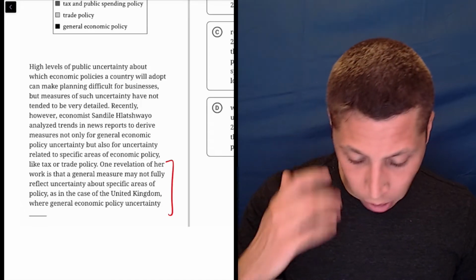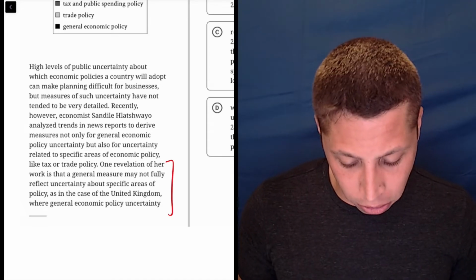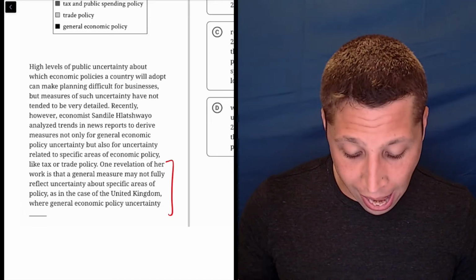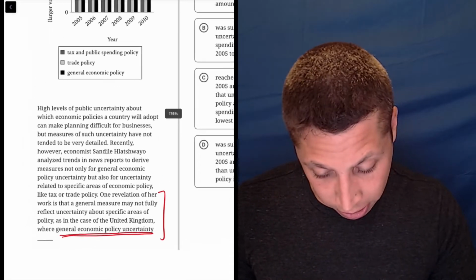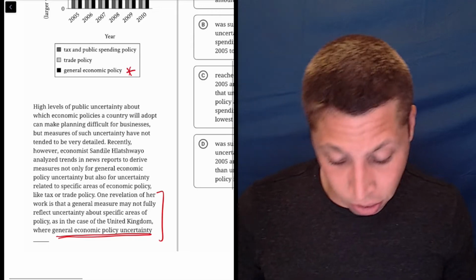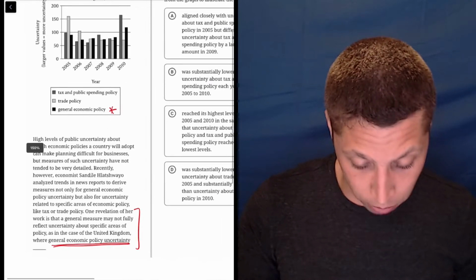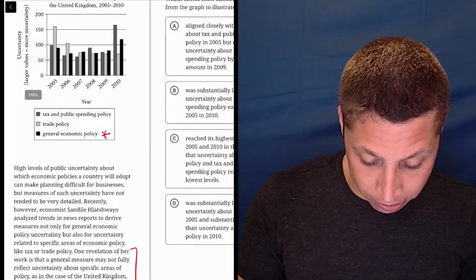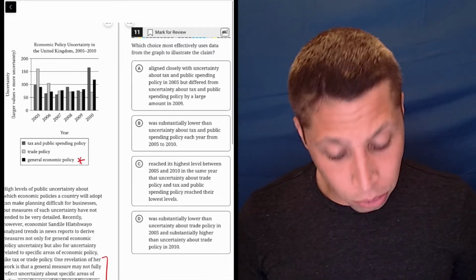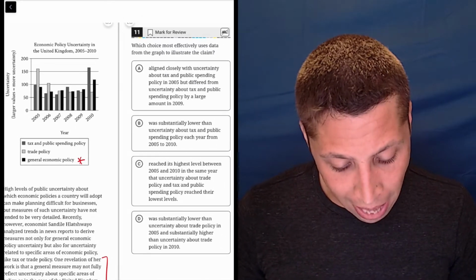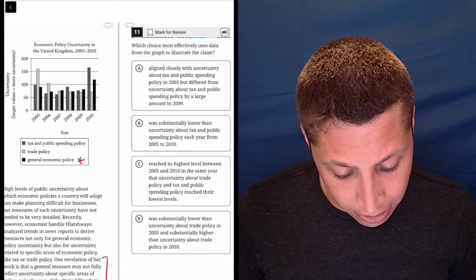One revelation of her work is that a general measure may not fully reflect uncertainty about specific areas of policy, as in the case of the United Kingdom, where general economic policy uncertainty. So they're talking about this, the dark black bar. Okay. General economic policy uncertainty. So what are they saying about the black bar? Well, it aligned closely with uncertainty about tax and public spending policy in 2005.